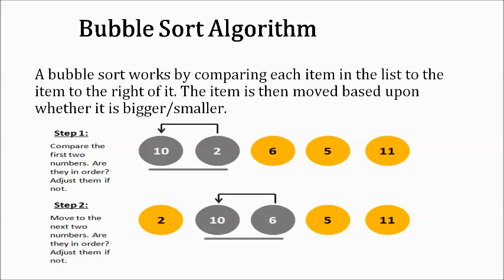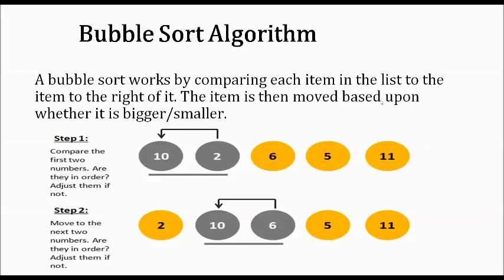So this is the example of a bubble sort algorithm. A bubble sort works by comparing each item in the list to the item to the right of it. The item is then moved based upon whether it is bigger or smaller. So the first step is to compare the first two numbers. Are they in order? The first two numbers are what? 10 and 2. Okay?